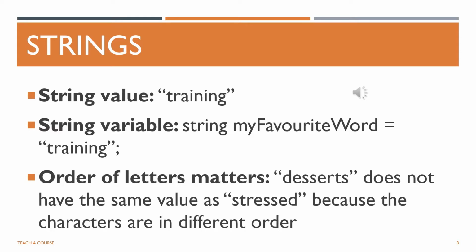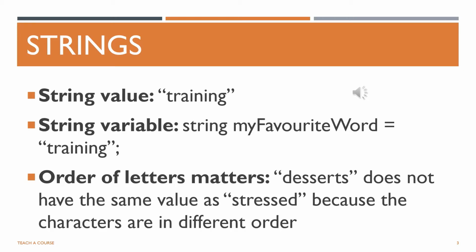To create a string, we surround the series of characters with quotation marks. This represents a string value. To create a string variable, we just say the data type string, give the variable a label, and then use the assignment operator to assign the variable a string value.